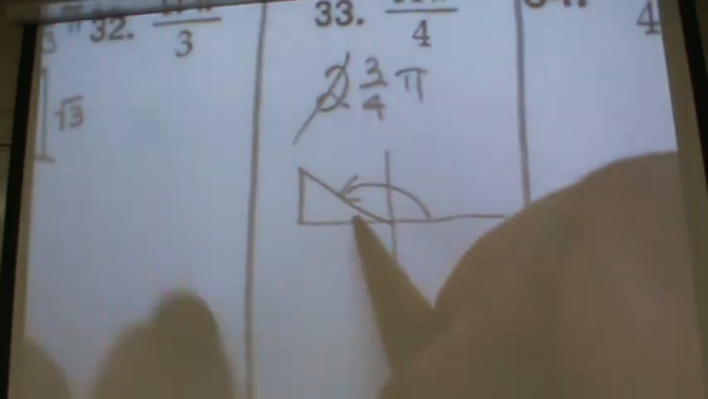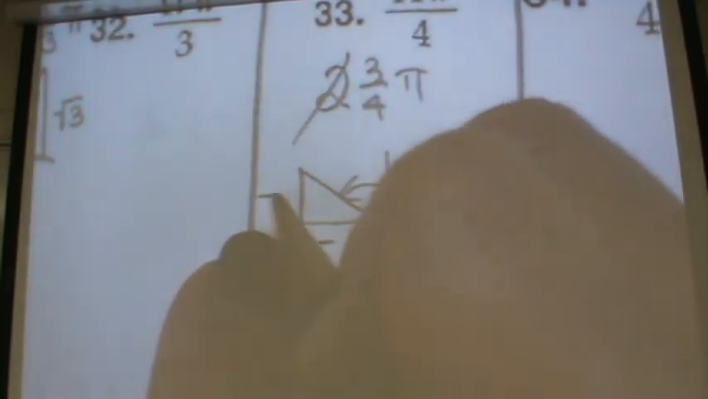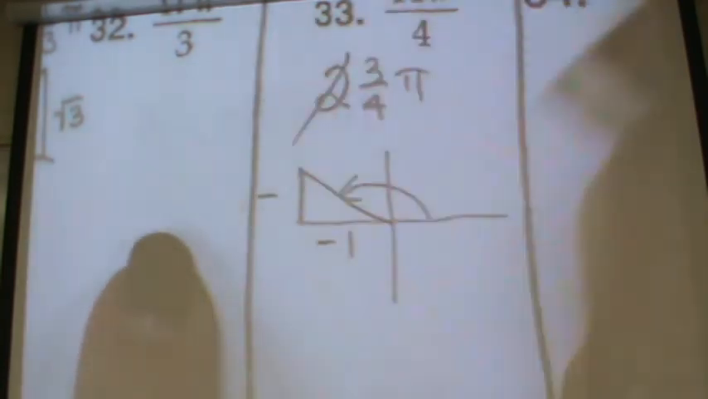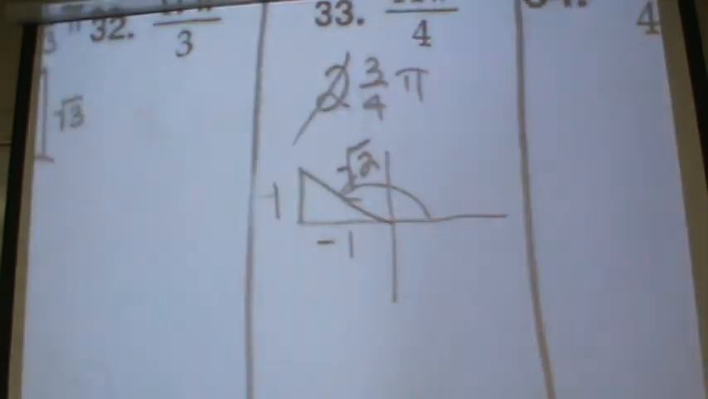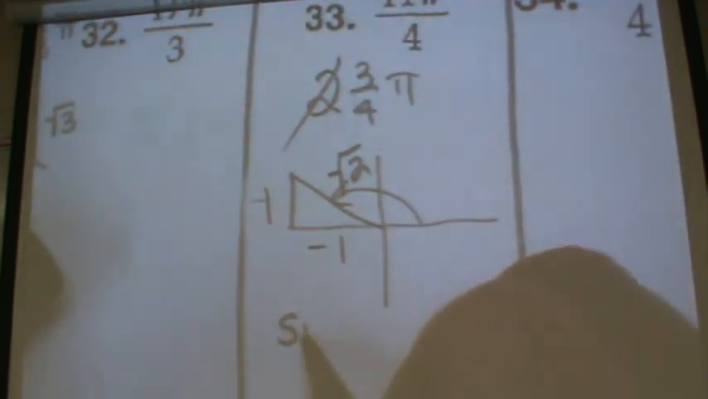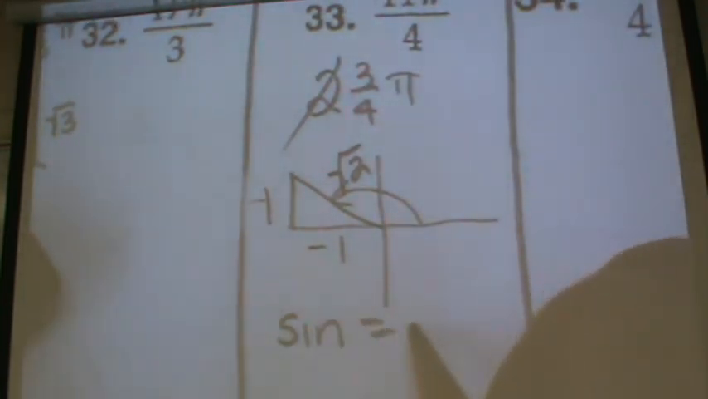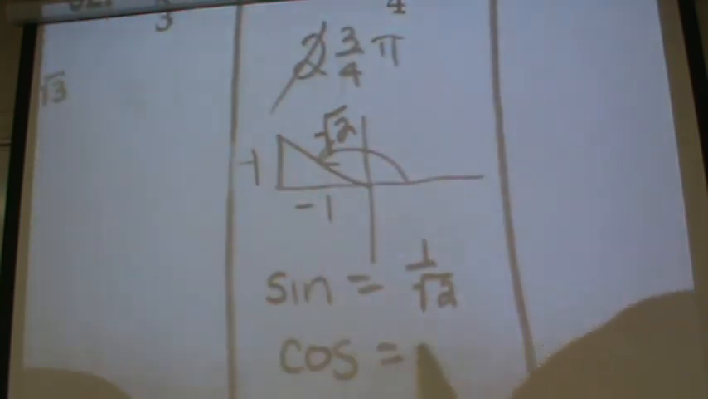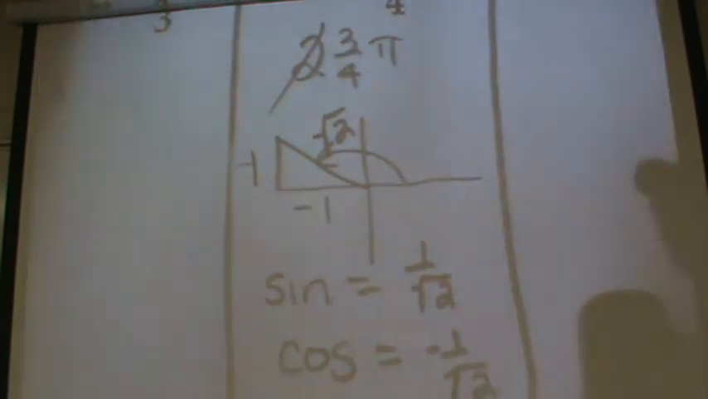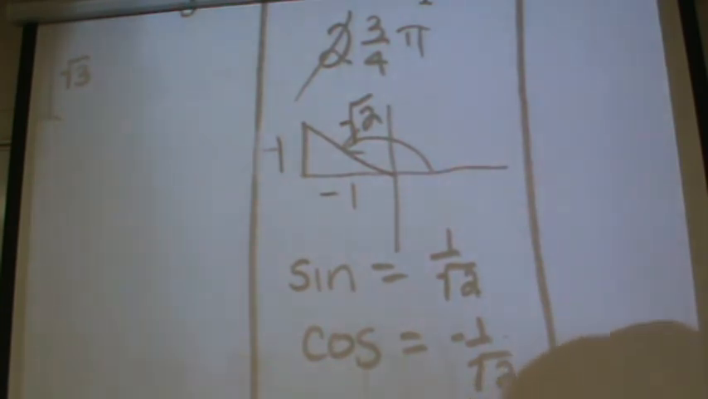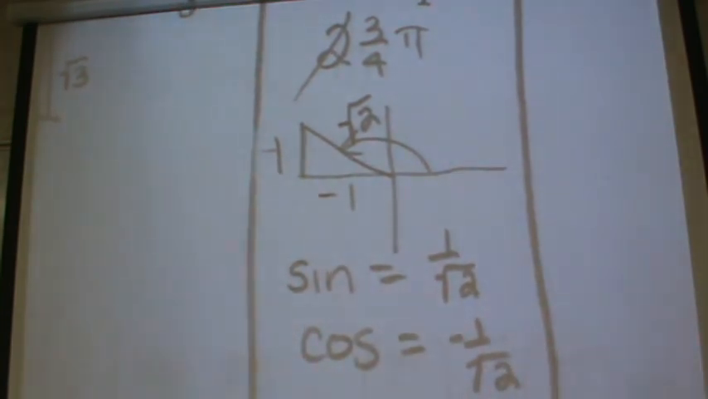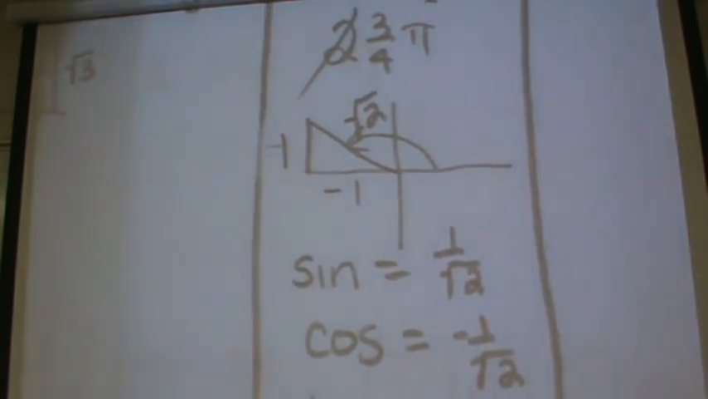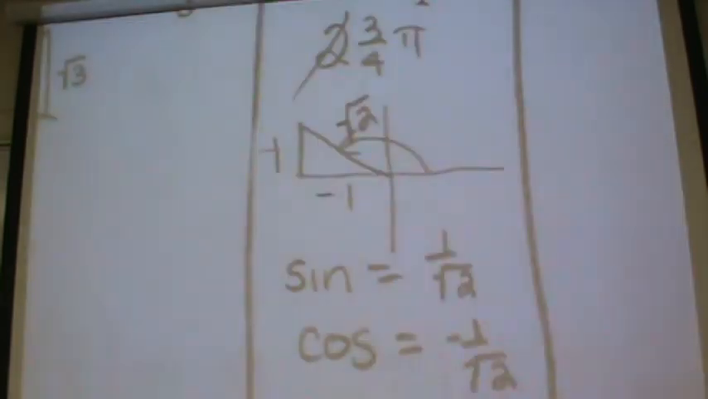Where are you at? Quadrant 2. So this is -1, this is gonna be a positive 1, and this is gonna be √2. So can you tell me what the sine, cosine, and tangent are? Sine would be 1/√2, or √2/2. Cosine, -1/√2, or -√2/2, and tangent is gonna be -1. 35.